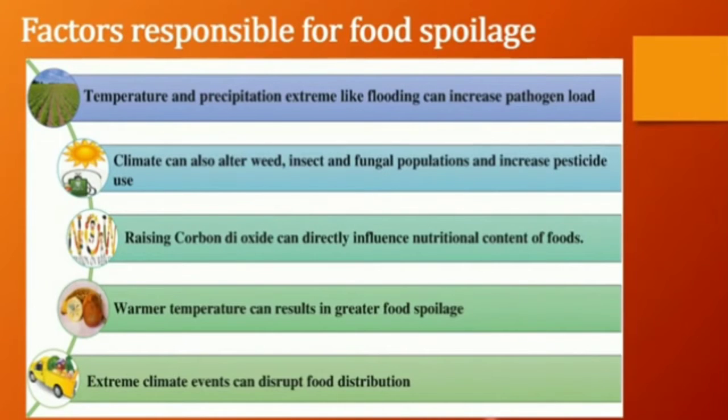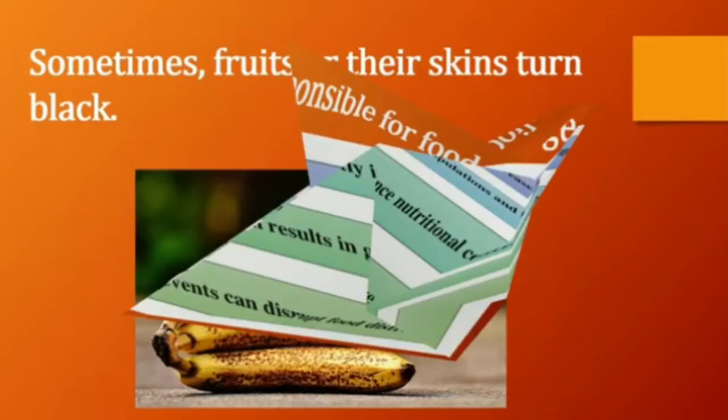First, temperature and precipitation extreme like flooding can increase pathogen loads. Climate can also alter weed, insects and fungal populations and increase pesticides use. Raising carbon dioxide directly can influence the nutritional content of food. Warmer temperature can result in greater food spoilage. Extreme climate events can disrupt.